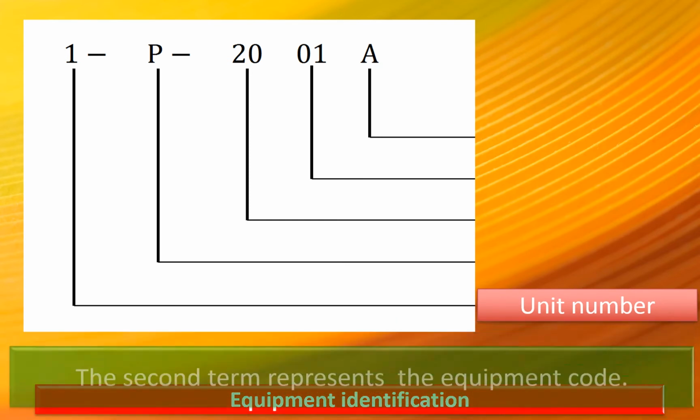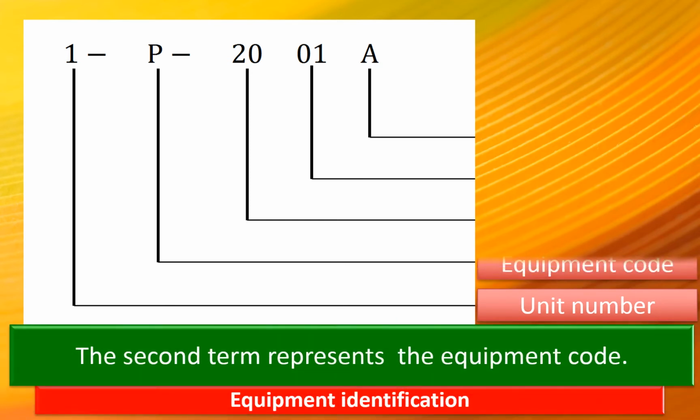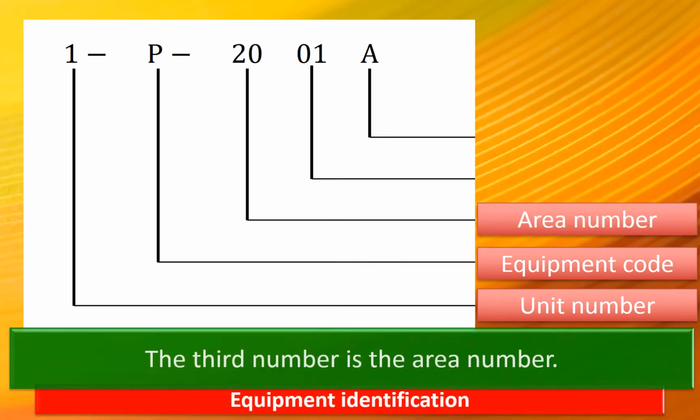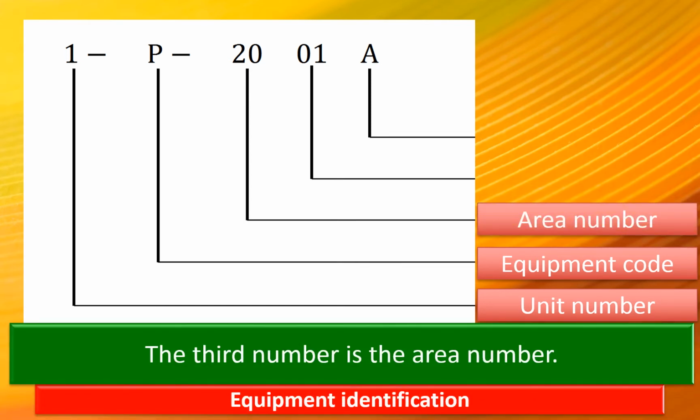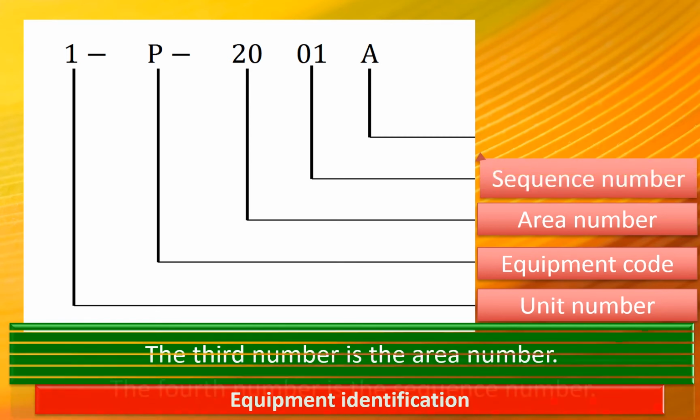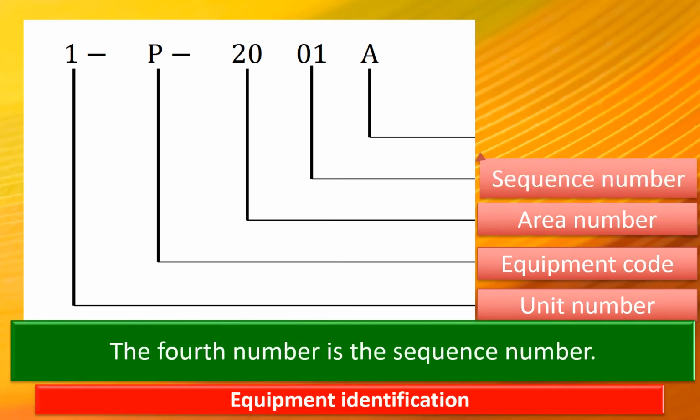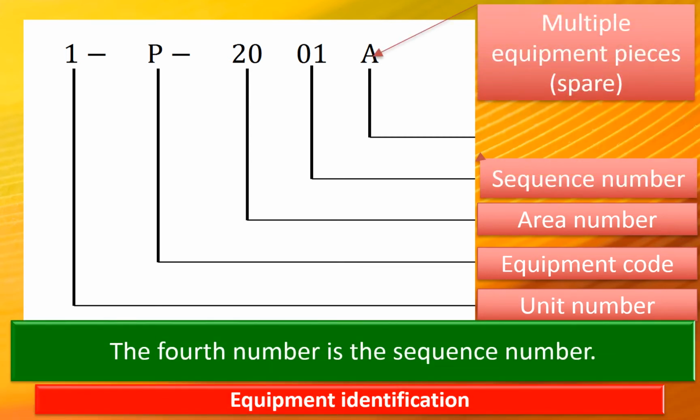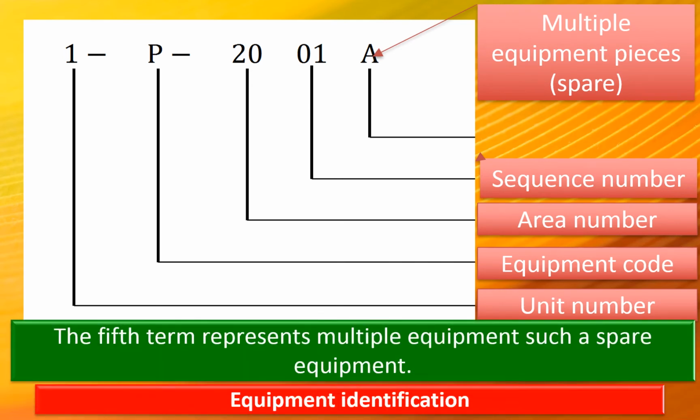The first number is the unit number. The second term represents the equipment code. The third number is the area number. The fourth number is the sequence number. The fifth term represents multiple equipment, such as spare equipment.